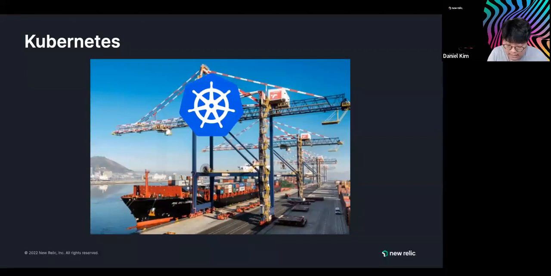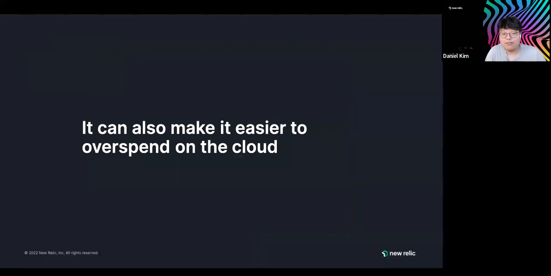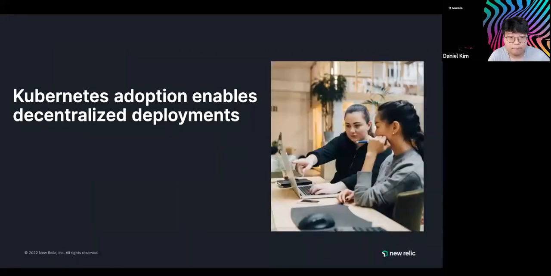So Kubernetes seems like a great idea, right? It's an orchestration layer that helps you manage your containers at scale. But what are some of the downsides or the difficulties of adopting Kubernetes at scale? It can make it really easy to overspend in the cloud, and let me tell you a couple of reasons why.